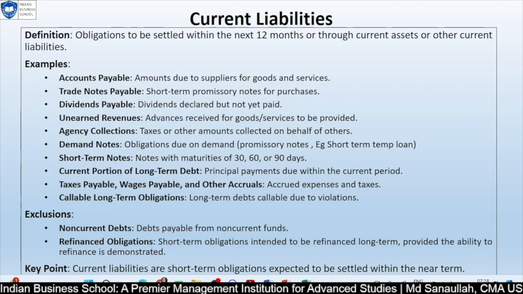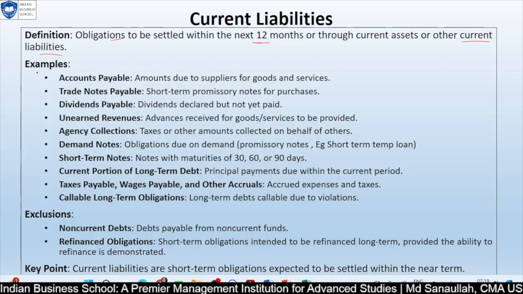We are going to learn about current liability, as we already discussed the definition: an obligation which we can pay within 12 months. That will be our current liability, and we will pay it through our current assets. So that is the basic definition of current liability. We have an obligation, and that obligation has to be settled through current assets within the time frame of 12 months or the operating cycle, whichever is higher.